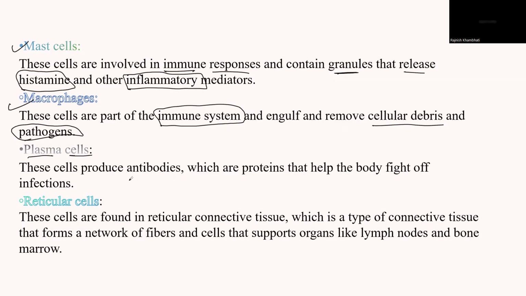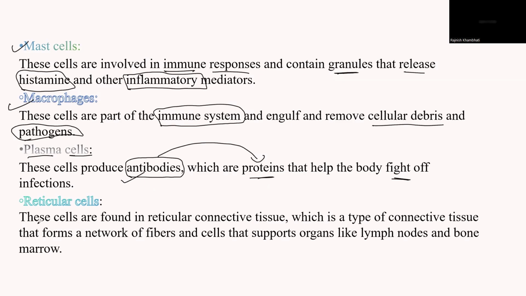And then the plasma cell is there. A plasma cell produces antibodies. You must have heard the term antibodies, which are proteins. Antibodies are actually proteins and nothing else. They are made up of protein, and they help our body fight against infections and microorganisms. So plasma cells are again immune cells. They are also part of the immune system and they produce antibodies.